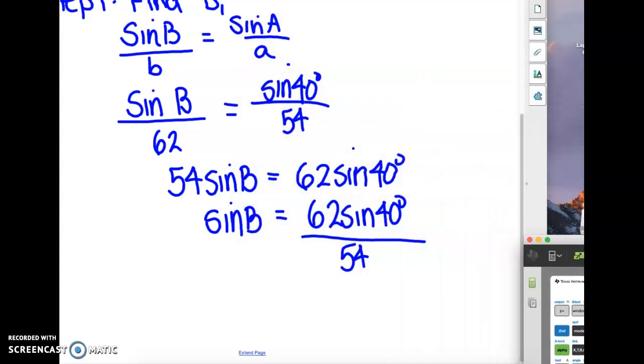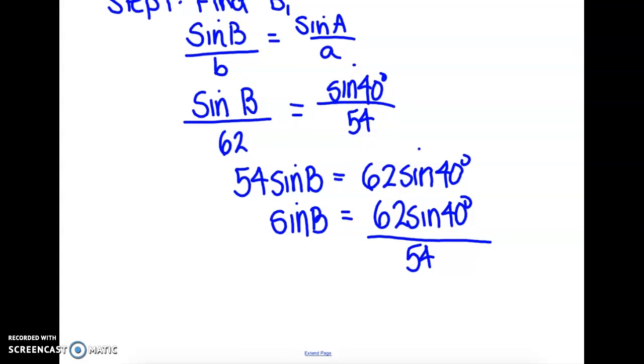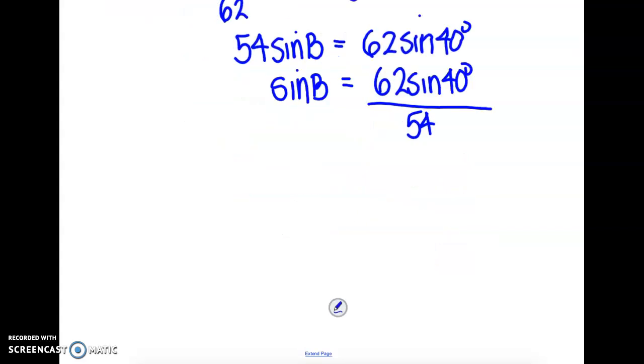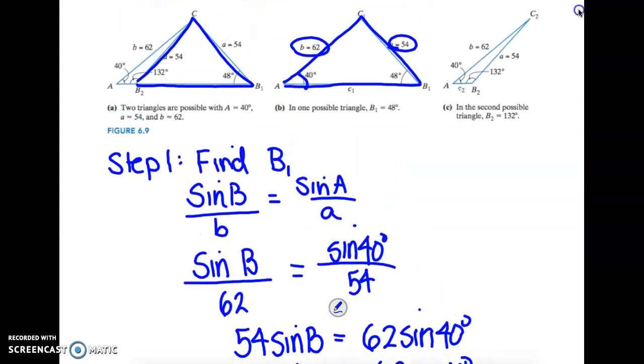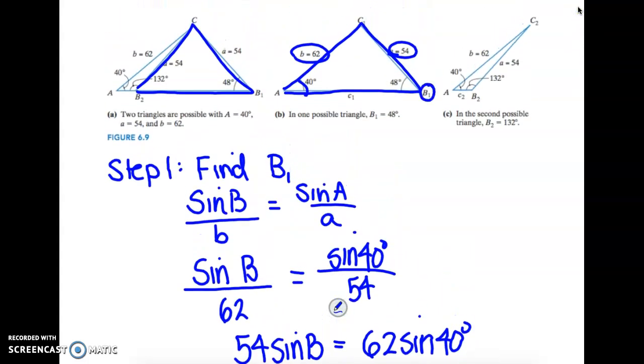Once we got that decimal value of about 0.7, angle B is the sine inverse of 0.7, and I rounded that a lot. But we're going to get an angle of about 48 degrees. So there's our first triangle's angle, and I'm going to label that B1. If we look back up at our picture, this is our B1 that we just found.